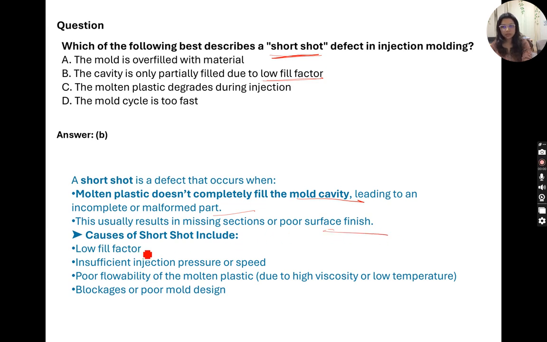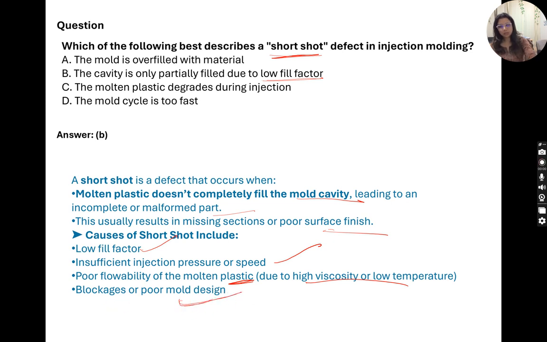And why does this happen? First is the low fill factor. Another is insufficient injection pressure or speed to fill the mold cavity. Last is the poor flowability of molten plastic, or blockage. The molten plastic may have a higher viscosity, because viscosity also plays an important role. If it is not completely molten and is still in a viscous stage, this happens. And last is blockage or poor mold design.